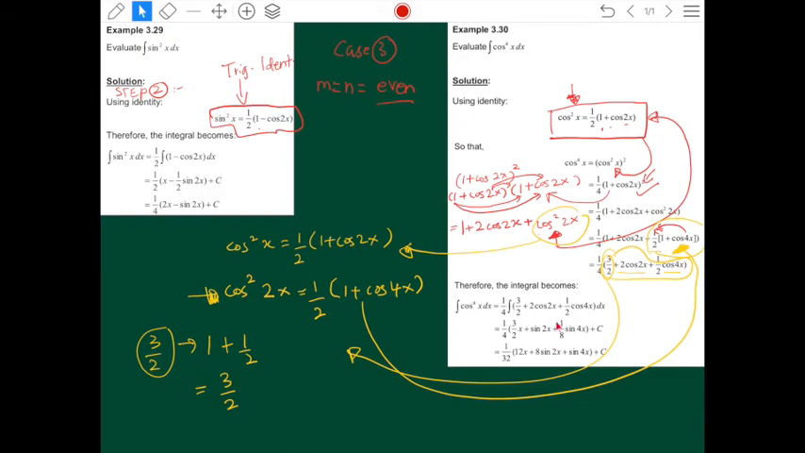I will not explain further on how you should integrate this one. You should be able to do it by now. So again, this is your first step. Then consider this as your second step. And finally, your third step is the integration.